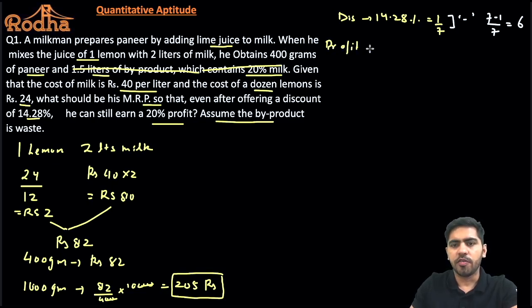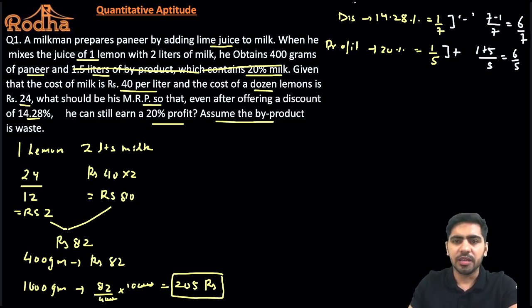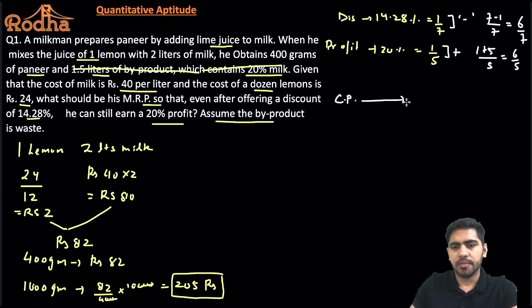Profit of 20% basically means 1 by 5. Because he wants a profit, which is always a percentage increase, I add the numerator to the denominator, and my multiplying factor is 1 plus 5 by 5, which is 6 by 5. And this was 6 by 7. Now understand the chain here, guys. From cost price, if I want to go to mark price, I need to apply a markup, and this markup is always a percentage increase.